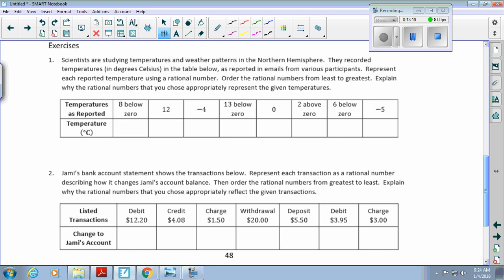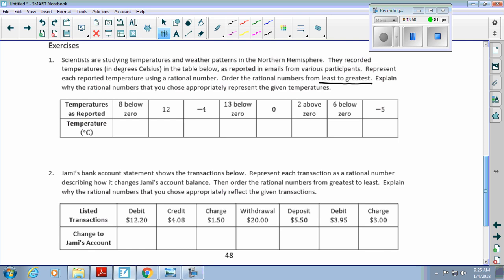So it says, scientists are studying temperatures and weather patterns in the northern hemisphere. They recorded temperatures in degrees Celsius in the table below, as reported in emails from various participants. Represent each reported temperature using a rational number. Order the rational numbers from least to greatest. Let's underline that. So they're looking for the smallest number first. And we need to explain why the rational numbers that you chose appropriately represent the given temperatures. We're going to kind of skip that because we're going to talk about it together.